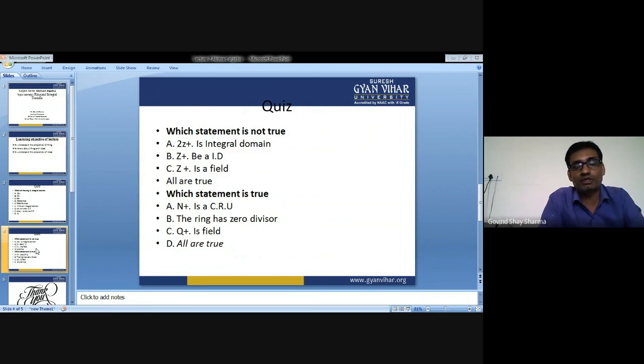N plus is a CR is no, because this is not a ring. The ring has zero divisors. Q plus is a field. Q plus is definitely a field. So this is right.